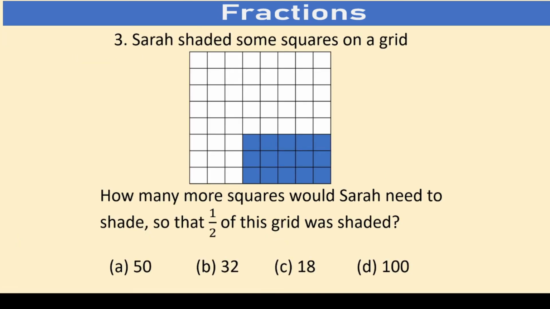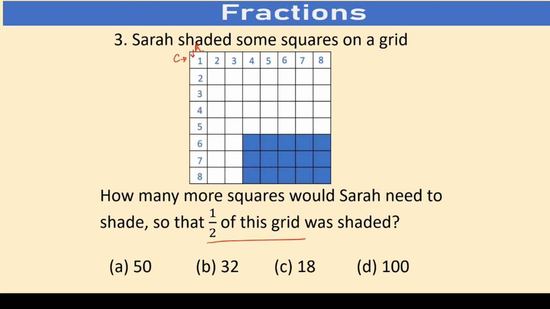Let's read the next question, which says, Sarah shaded some squares on a grid. How many more squares would Sarah need to shade so that half of this grid was shaded? Now, first we should find the half of this grid, but before that, let's find how many squares are there in this grid. So first we'll count the number of columns, which are 8. So we have 8 columns and now we'll count the number of rows, which are also 8.